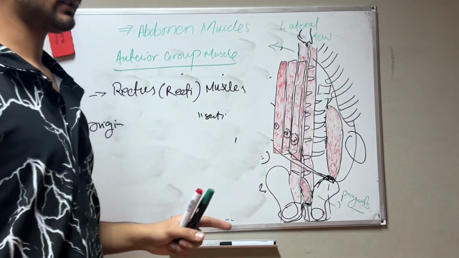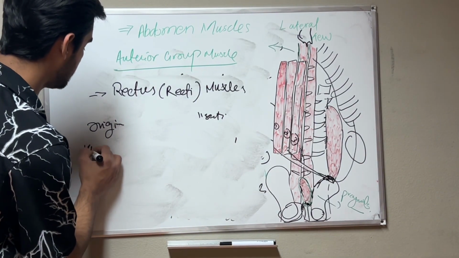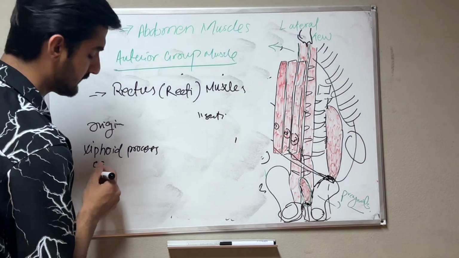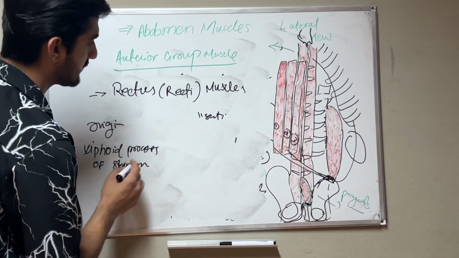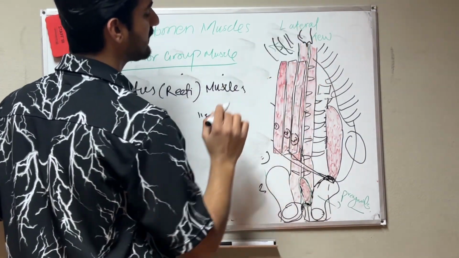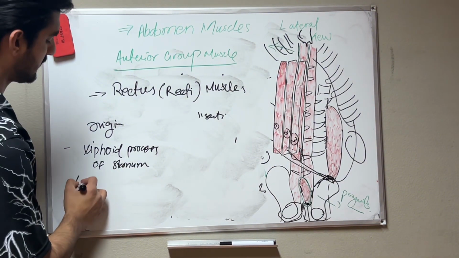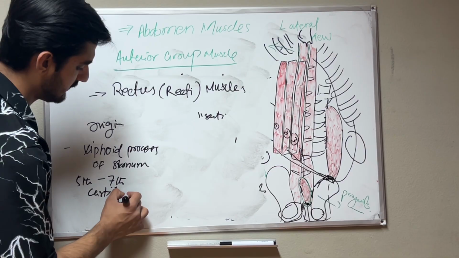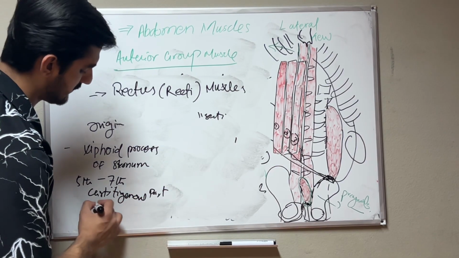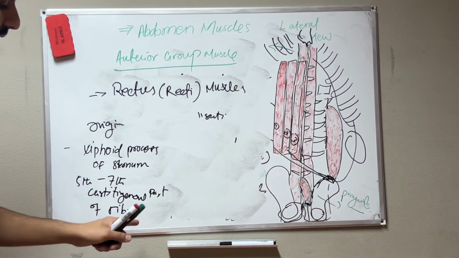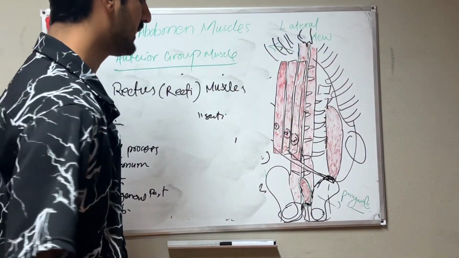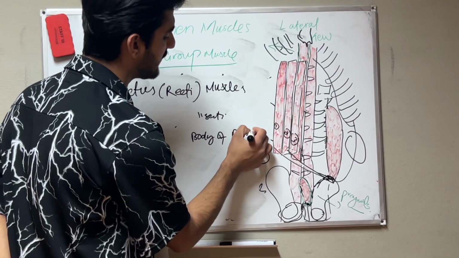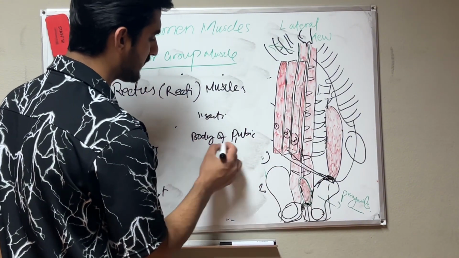If we talk about the origin and insertion of the rectus muscle, the origin is the xiphoid process of the sternum, and also the fifth to seventh cartilaginous part of the ribs, because a rib has two parts, a bony part and a cartilaginous part. It inserts into the body of the pubic bone. You remember the pubic bone has three parts: superior ramus, inferior ramus, and the body.